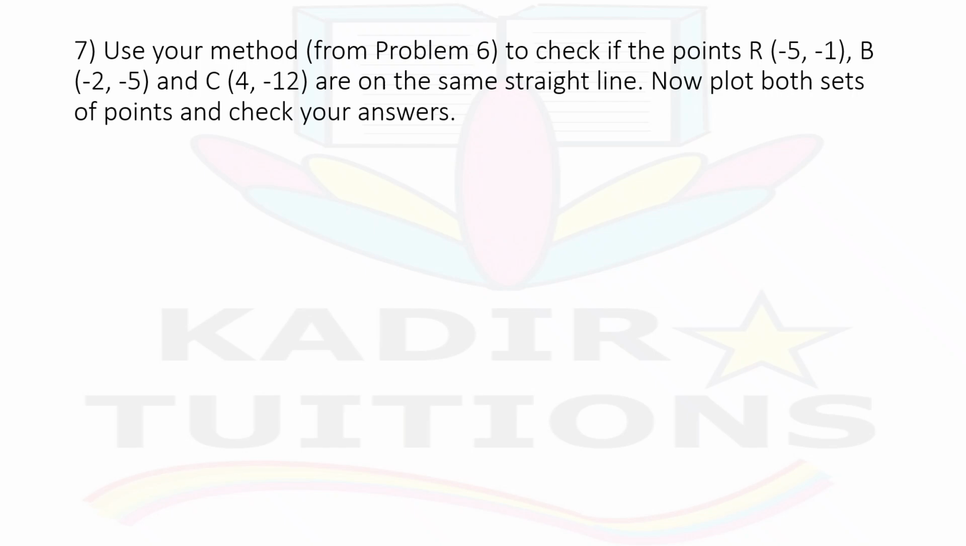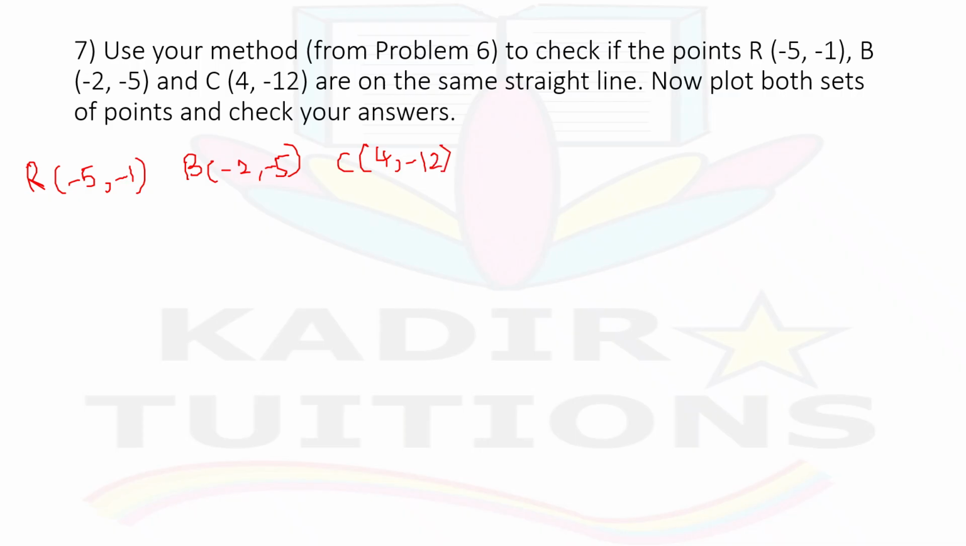Next question, use your method from problem 6. In the previous problem, we used one method to check whether the 3 points were lying on a straight line, right? So the same method we need to use in order to check whether the points R, B and C are on the same straight line. So first we will write the points. R is going to be -5, comma -1. And what about the B point? It is -2 comma -5, and the C coordinate is 4 comma -12.